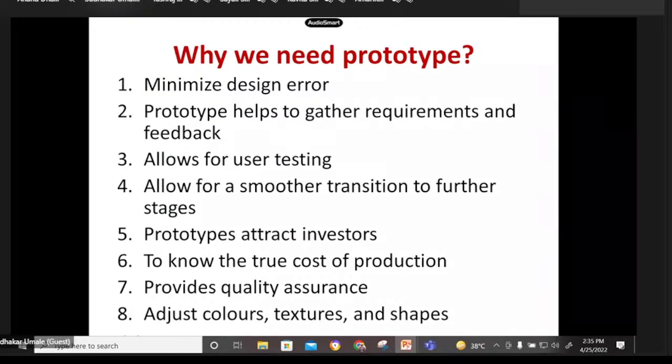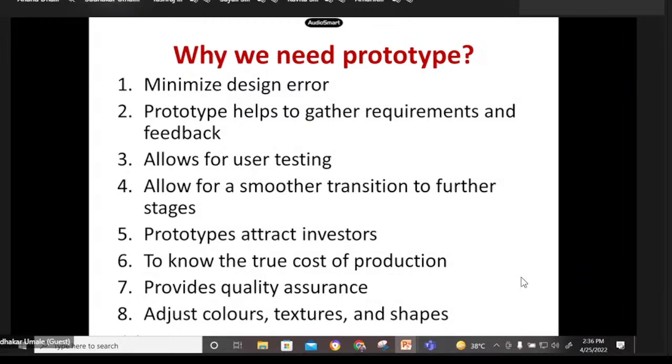Why do we need a prototype exactly? Why are we not producing the product directly? Because before that we require so many applications of prototype. We get ideas from prototyping. What are the major applications, or why do we need a prototype? These are the answers. Minimize design error. If there is any error in the prototype, we can modify that, which is also called iteration. Iteration means doing it so many times, and hence minimizing design error.